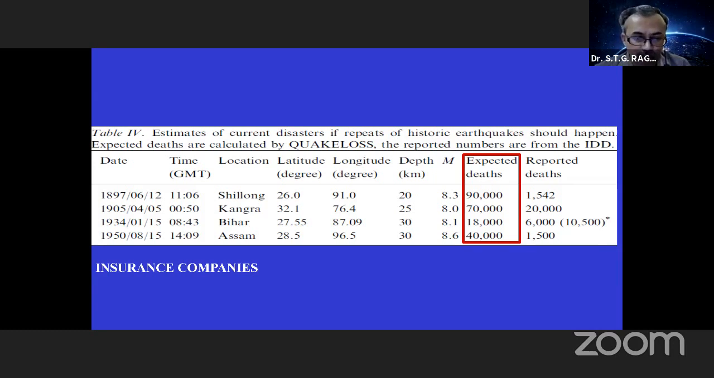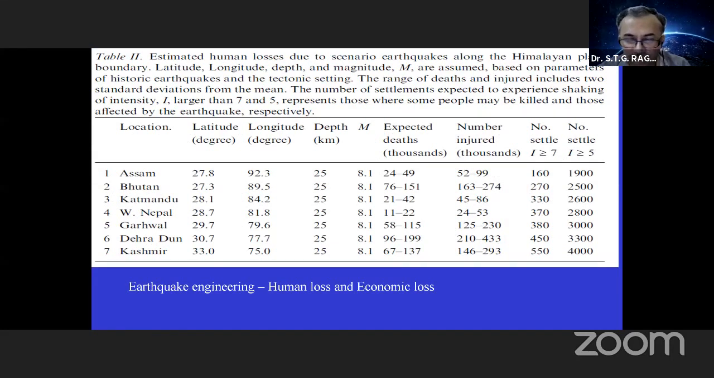Now, in the Kangra region, 20,000 people died during the Kangra earthquake. If this earthquake occurs now in Himachal Pradesh, they say the expected deaths are something around 70,000, which is very huge actually. Similarly, these insurance companies have also calculated how many deaths are expected, as well as how many people are going to be injured.